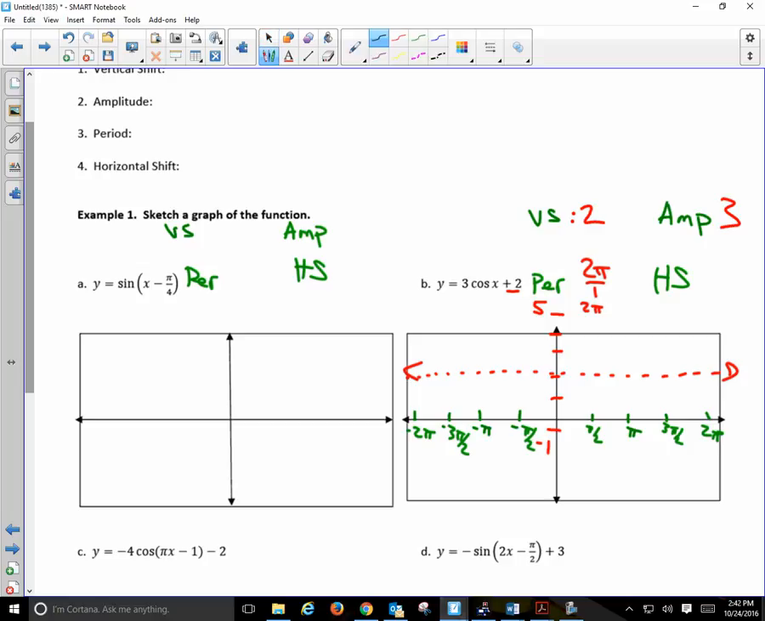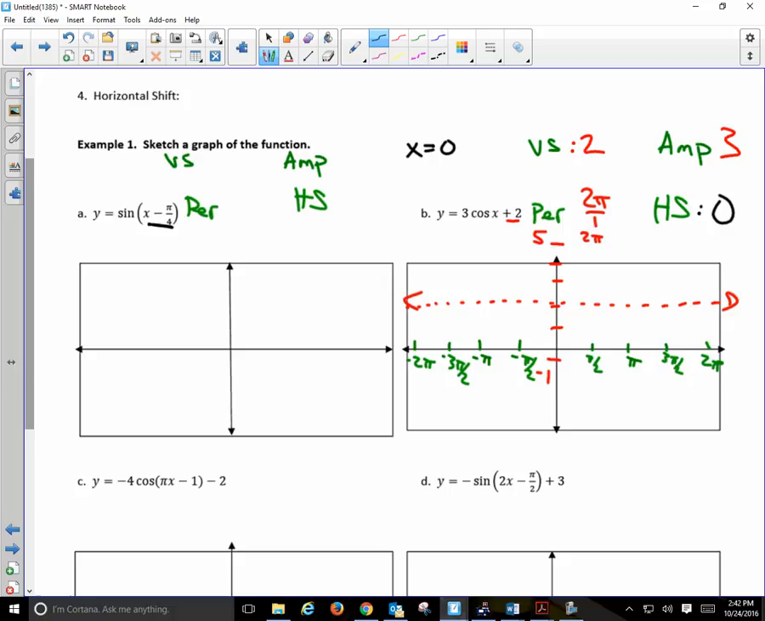Okay. In order to have a horizontal shift, there needs to be something on the inside. So there is something on the inside. But here, there's nothing on the inside. You would literally be setting x equal to 0, and you would come up with 0. There is no horizontal shift, none whatsoever. Now we graph it.